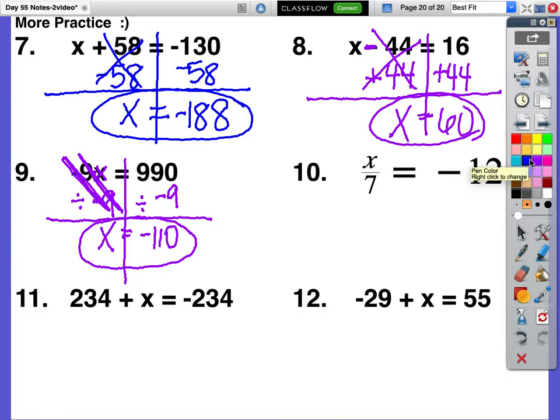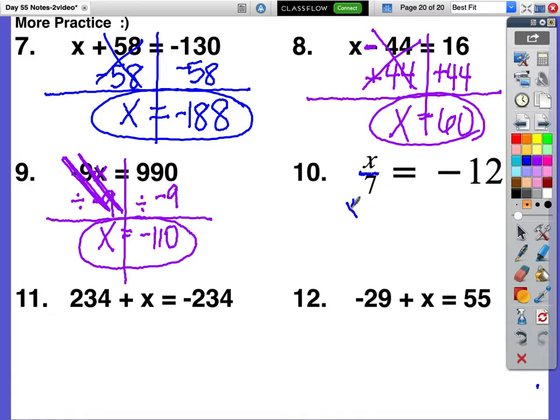All right, so number 10, we have x over 7 equals negative 12. So there are a couple of different ways you could work this. You could put this negative 12 over 1 and cross multiply. And I'll show you another way you could also write it, because if you see a fraction like x over 7, you know that that is division.